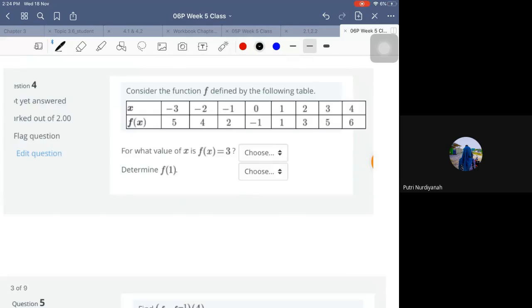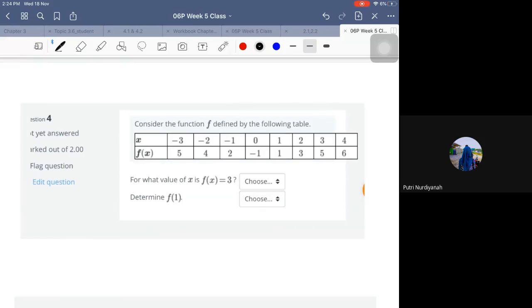Okay, and then for question number 4, I gave you a table. The idea is the same as the graph earlier. Question 2 was in the form of a graph, but this is in terms of a table. I have 2 rows. The first row is for the value of x. The second row is for the value of f of x. So if you want to look at the value of x, you look at the first row. If you are going to refer to the f of x value, you refer to the second row.